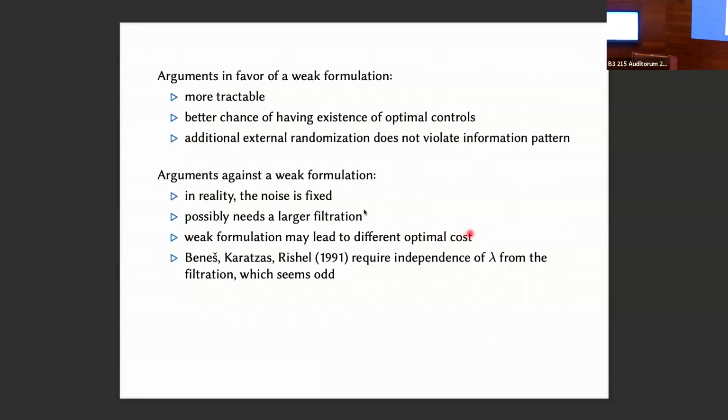But as I said, their weak formulation is kind of odd in some sense, in that the filtration, so your information, is independent of the lambda, which is the thing that you're trying to learn along the way. So this kind of contradicts the filtering idea. And you might have to accept that if you're going with the weak formulation.